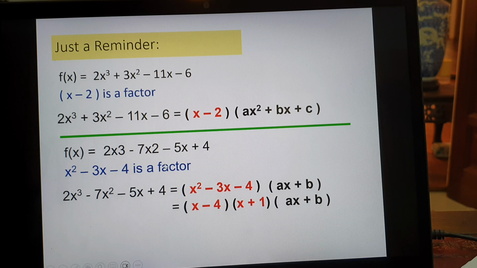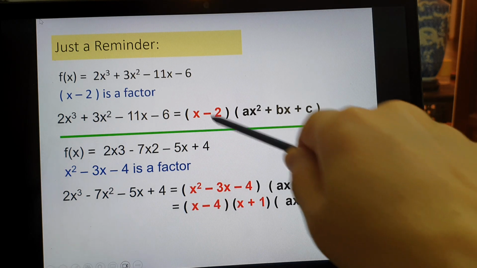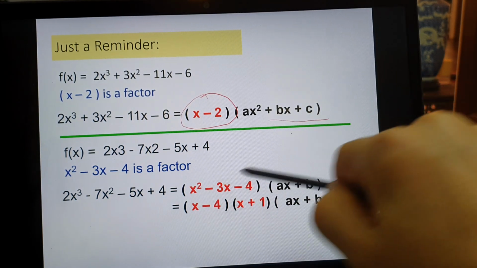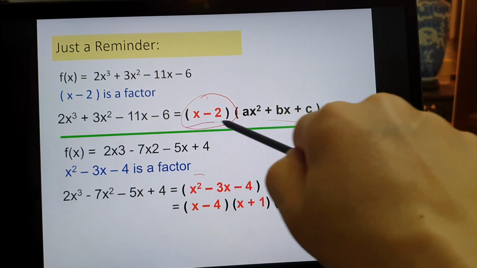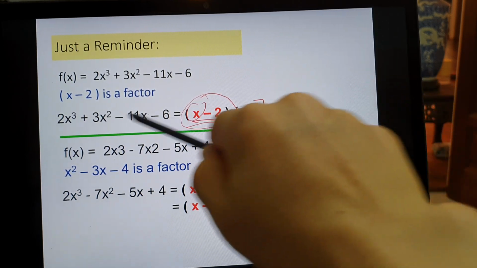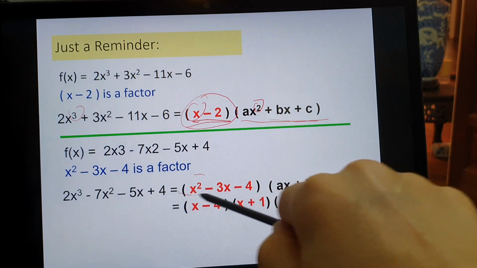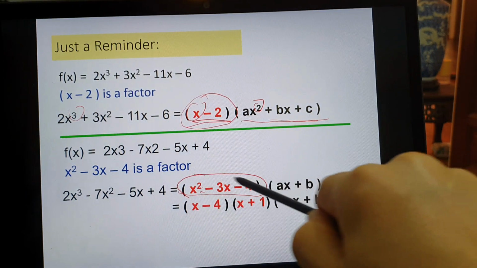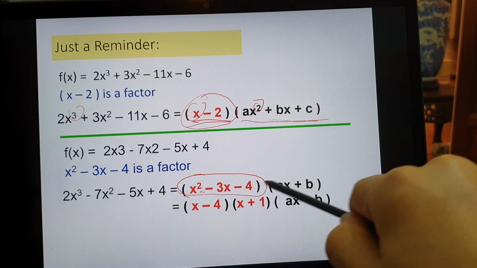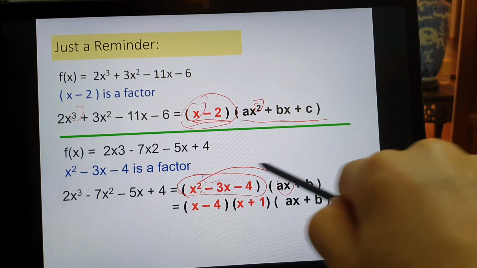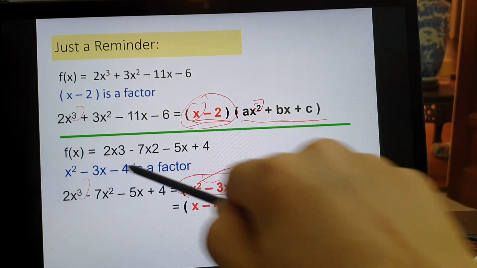Okay, this slide is just trying to tell you that this one is a linear factor, whereas when you have a linear factor, this side will be quadratic, because when you combine them together, it has to be power 3. But if it's a quadratic divisor here, then this has to be linear, because when you combine them together, it has to be cubic.